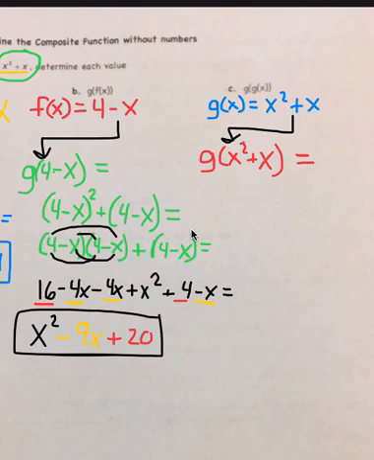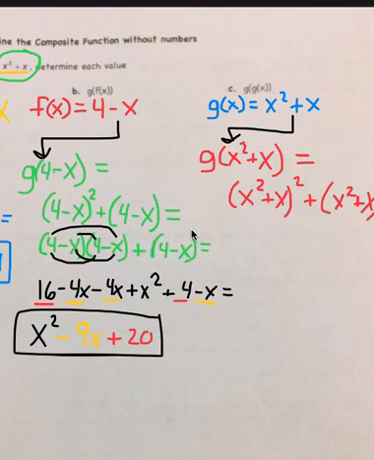Well, now we have to plug in x squared plus x anytime we see an x in my g of x. So this is equal to, so g of x is x squared plus x. So now anytime I see an x, I need to plug in x squared plus x. So I'm going to plug in x squared plus x, the quantity squared, plus x squared plus x. A little confusing, but just stay with me.